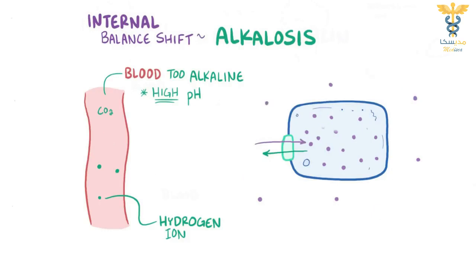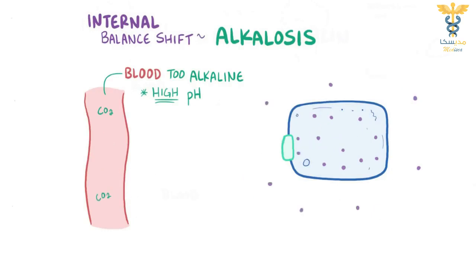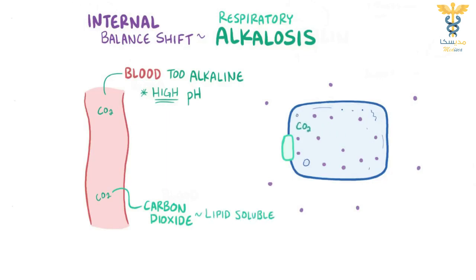That being said, not all acid-base disturbances affect potassium levels. For example, in respiratory alkalosis, due to low carbon dioxide levels in the blood, potassium levels aren't typically affected because CO2 is lipid soluble and freely moves out of cells without being exchanged for potassium, therefore no hypokalemia.